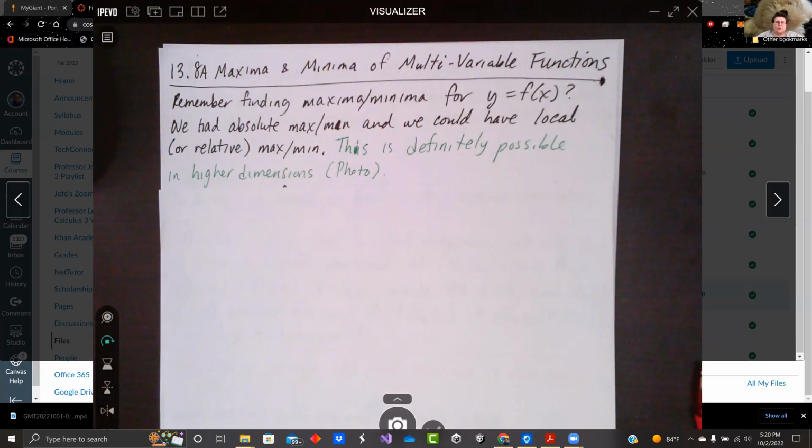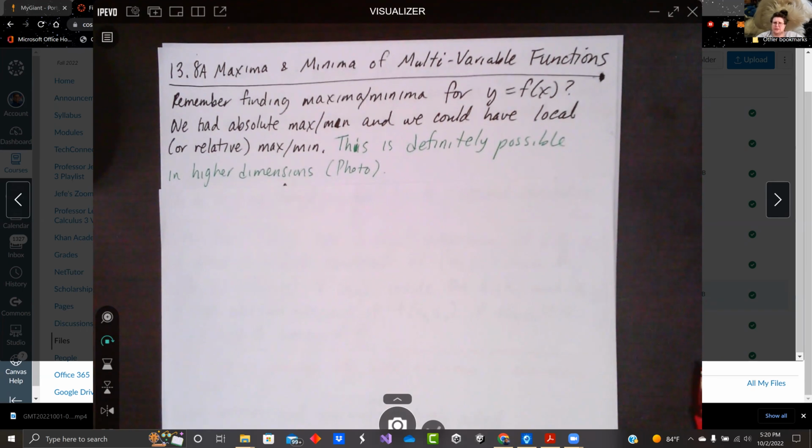We're going to start 13.8 in our Calculus 3 class. This is on finding maxima and minima for multivariable functions. We're using Anton 11th edition. This is Calculus 3 at Colleges of Sequoias in fall 2022. Let's just jump right into it.